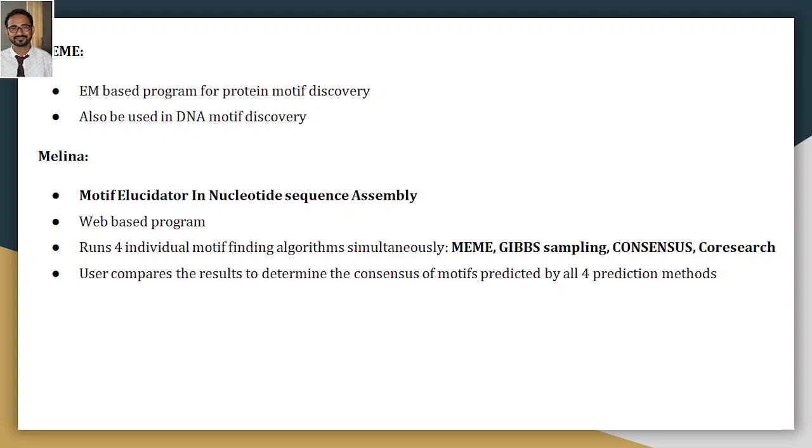It is again a web based program. It runs 4 individual motif finding algorithms simultaneously, that is MEME, Gibbs sampling, CONSENSUS and CORE search. The user usually compares the results to determine the consensus of motifs predicted by all the 4 prediction methods, and then comes to a conclusion.